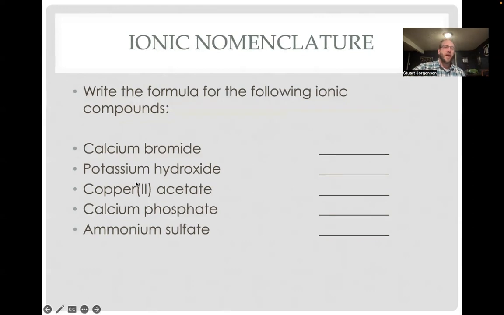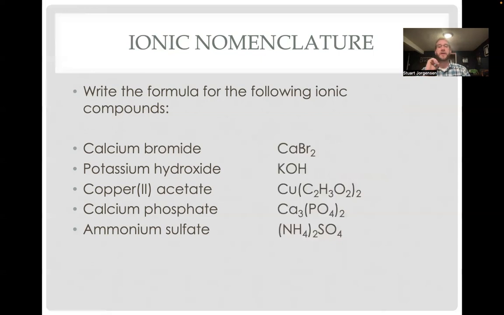Cool. Remember that when we're looking at our charges on our transition metals, they need Roman numerals. That's the charge on that copper, not the number of them. We don't need them for aluminum, zinc, or silver. I'm going to leave those up for you for the test as well. Hopefully you got the following: CaBr2, KOH, Cu(C2H3O2)2, calcium phosphate, Ca3(PO4)2, ammonium sulfate, (NH4)2SO4. Make sure your final charges add up to 0.